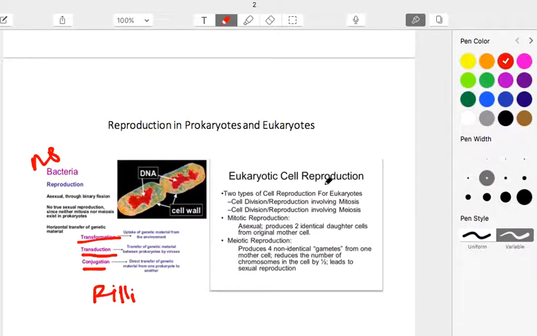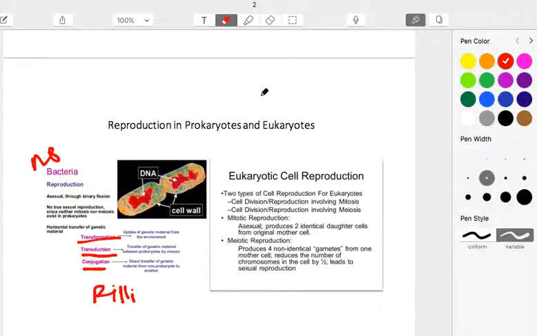But in the case of eukaryotes, there are two types of reproduction, sexual or asexual. You're going to see mitotic reproduction and meiotic reproduction.